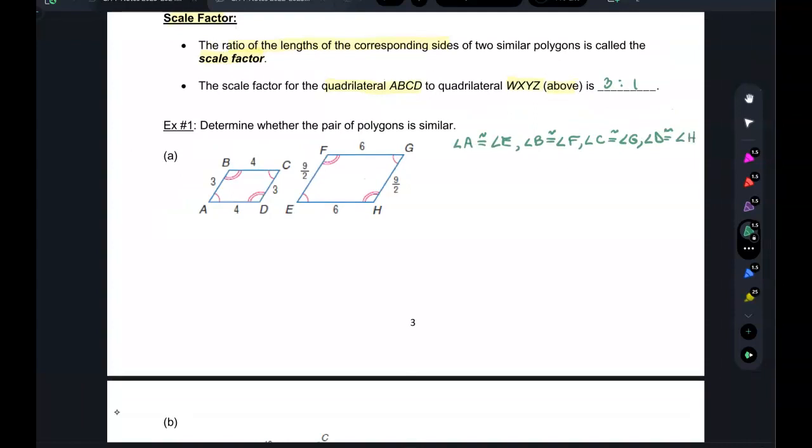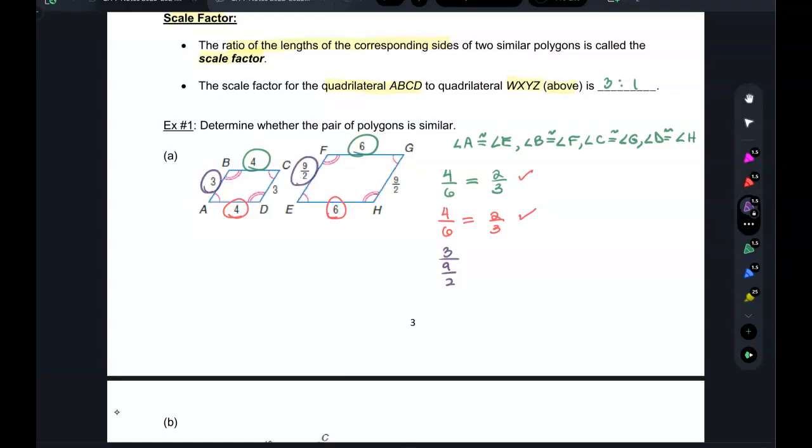Now let's check, are the sides proportional? So let's check 4 to 6. Okay, so that will reduce to 2 to 3. Well, obviously, looks like this is a parallelogram because opposite sides are congruent. So far we have 2 sides that have the same ratio. Now let's check 3 to 9 halves.